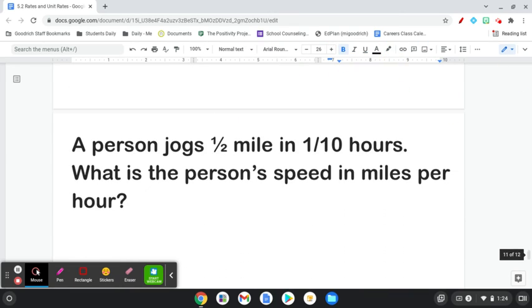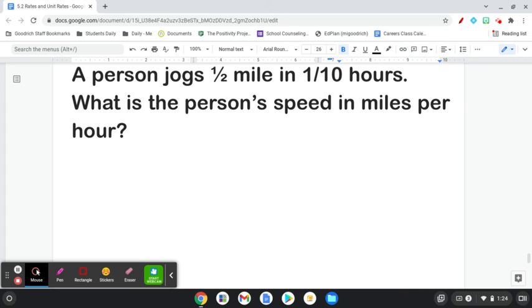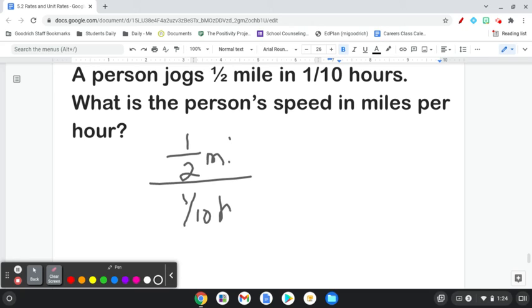All right, let's go ahead and look at this one. A person jogs half a mile in 1/10 hours. What is a person's speed in miles per hour? So we have 1/2 mile in 1/10 hours, and we want to get to a miles per 1 hour. Go ahead and try this in your notebook and press play when you're ready to check your answers.